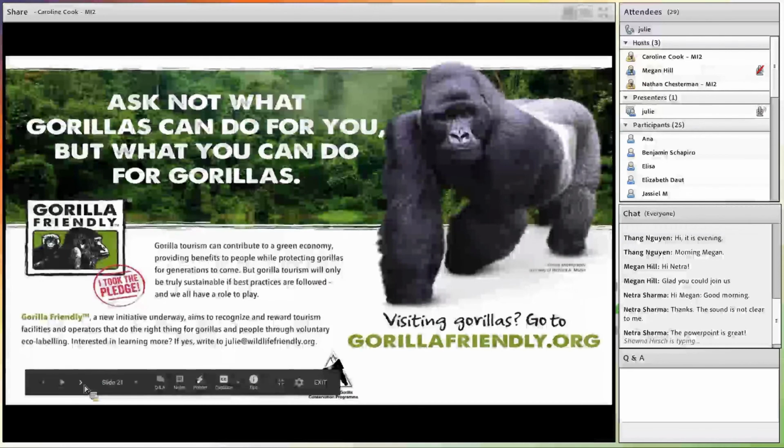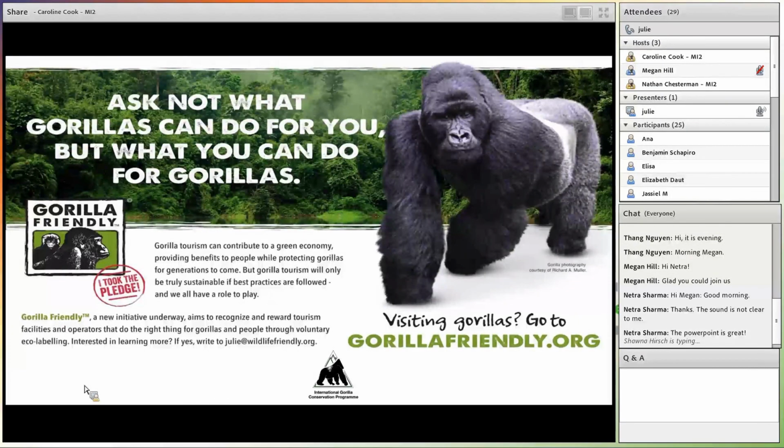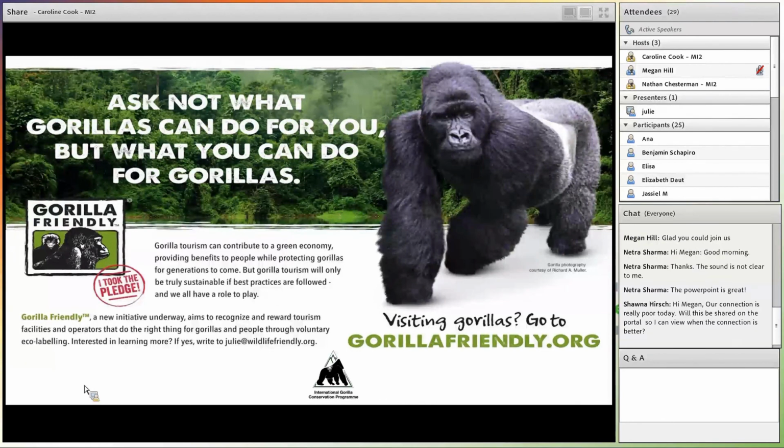One of the other links you have is to gorillafriendly.org, which is a website that's serving to do education and awareness around best practice for tourists ahead of their mountain gorilla trek. And then post-trek, they can input a confidential evaluation where they share feedback about how well best practice was adhered to by other tourists, guides, etc. during their visit with mountain gorillas. Next.